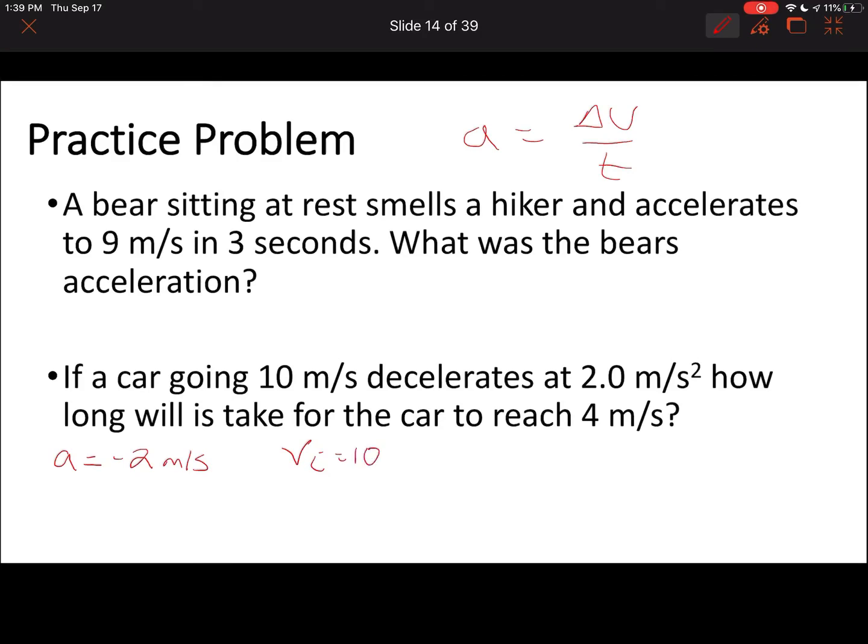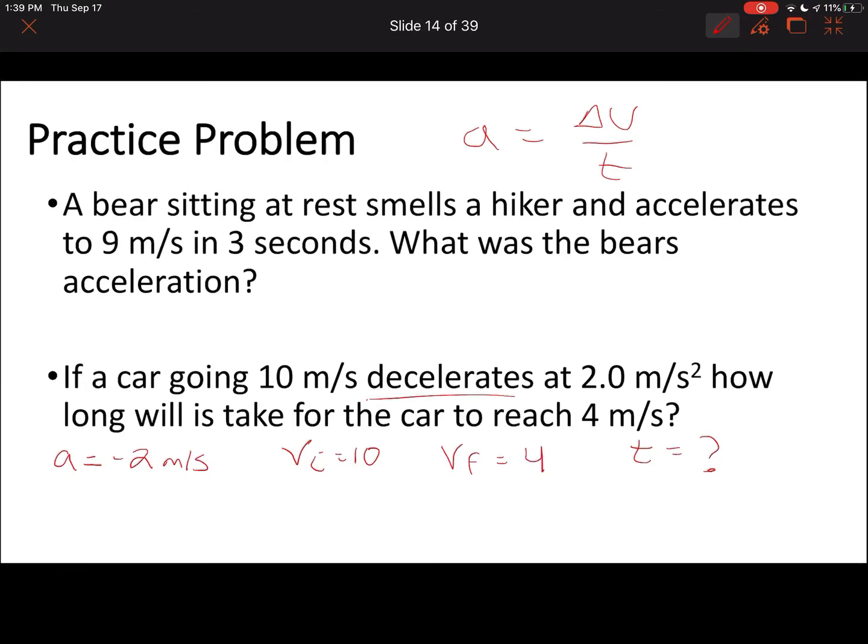So for my acceleration to slow me down, I'm going to need a negative acceleration. That's some of the trickiness of the word "decelerates" there. I know a needs to be negative. And I want to know how long it is going to take, so I know I'm solving for time, for the car to reach 4 meters per second. Right, final speed to be 4.